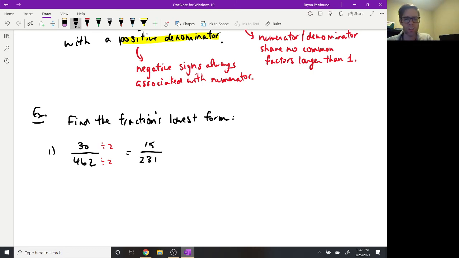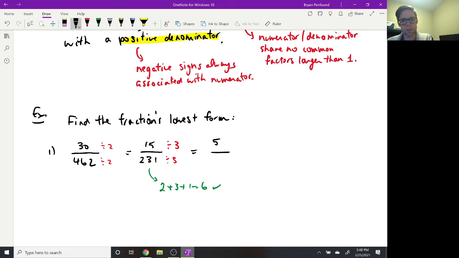Okay, so from here it's not super obvious without maybe a little bit more work. I know that 15 is divisible by 5 and by 3. I know that 231 is not divisible by 5, but we could check to see if it's divisible by 3. So let's quickly check that. I believe that's going to work in our favor. 2 plus 3 plus 1 is 6, so we know that this one is divisible by 3. So we could divide both of these by 3 as well.